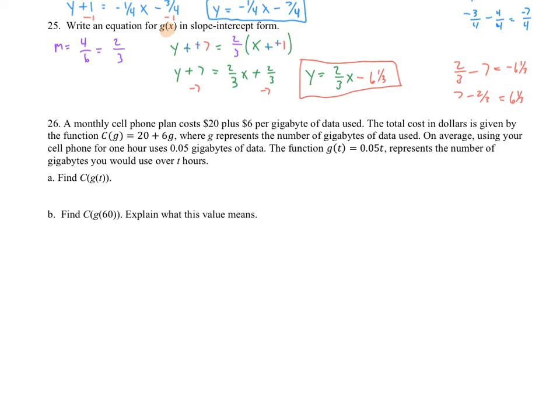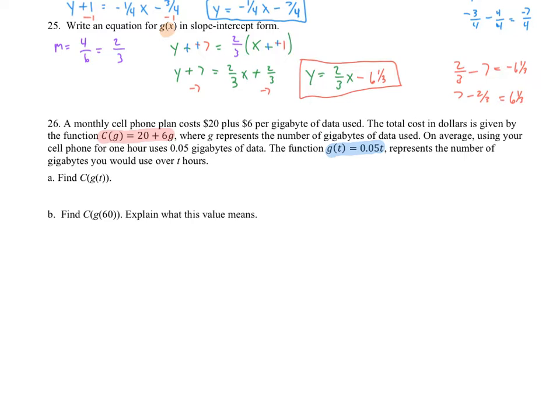Alright, so these applications of compositions are pretty tricky problems. We've got a plan for a cell phone that's saying that the cost is a function of how many gigabytes of data we use. And then we have another function that's telling us that the amount of gigs that we use is based on how much time we spend using that data. And then it wants us to find C of G of T.